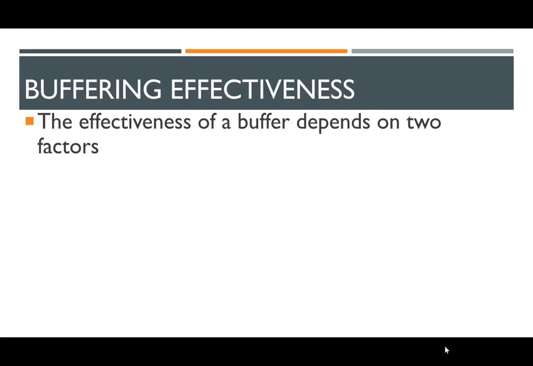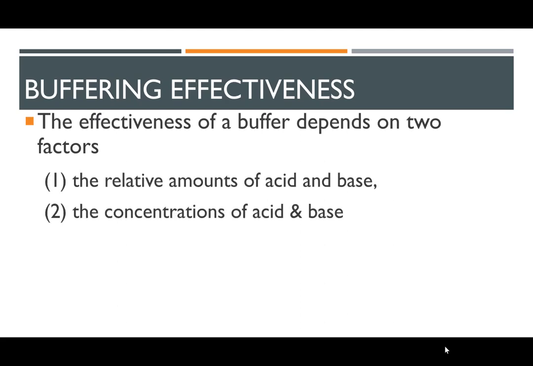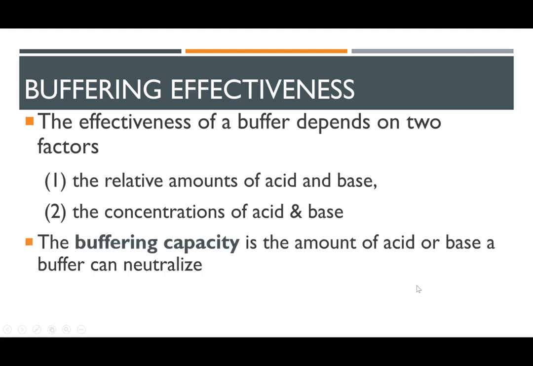Okay. So the effectiveness of a buffer depends on two factors. It depends on the amount of acid and base and the concentration of the acid and base. When I say relative amounts of acid and base and concentration of acid and base, I'm talking about the acid and the base in the buffer. So weak acid and conjugate base, or weak base and conjugate acid. So that's what I'm referring to.